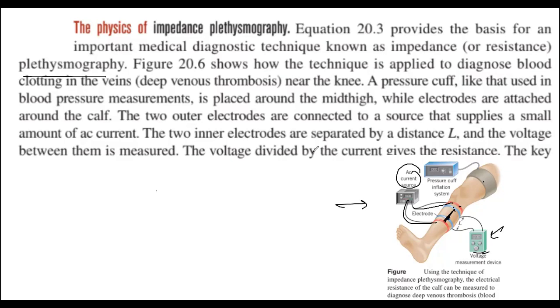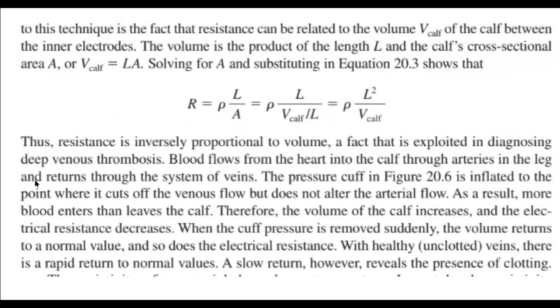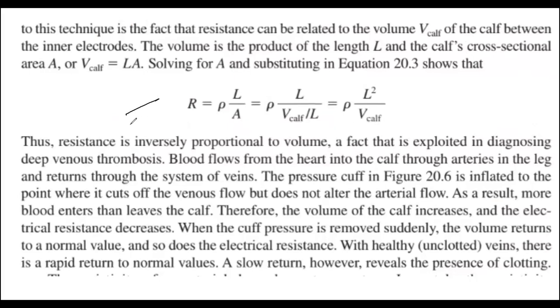The two electrodes are separated by a distance, let's say L, and the voltage divided by the current gives us the resistance. So what's the key technique over here? The fact that the resistance can be related to the volume of the calf area. You saw the leg, right? The calf area where we are placing the electrodes.